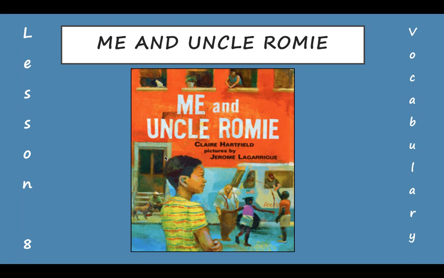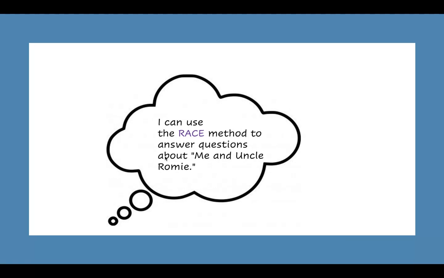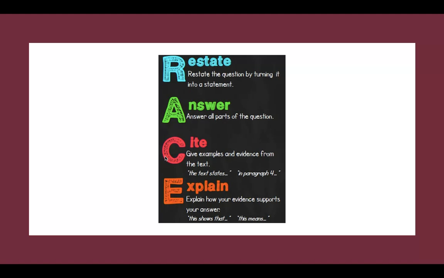Okay, so Lesson 8, Me and Uncle Romie. We're going to complete the comprehension questions and use the RACE strategy to answer all the questions. So our objective, which has been for most of the open-ended questions, is that we properly use the RACE method to answer all the questions about Me and Uncle Romie today.